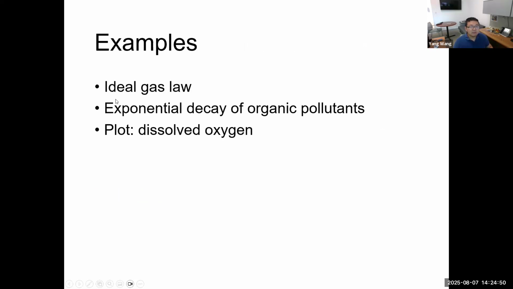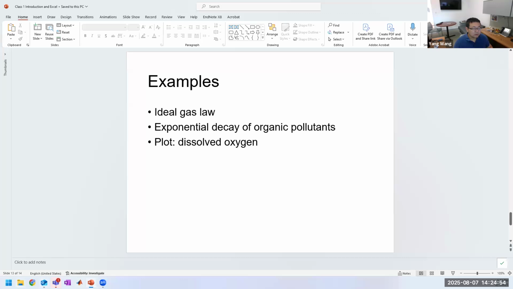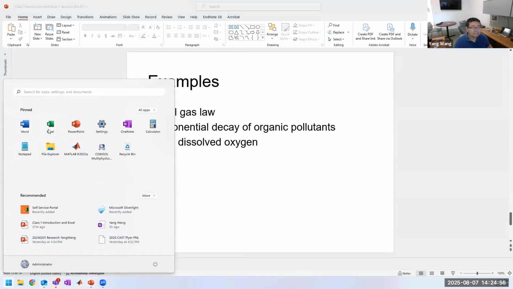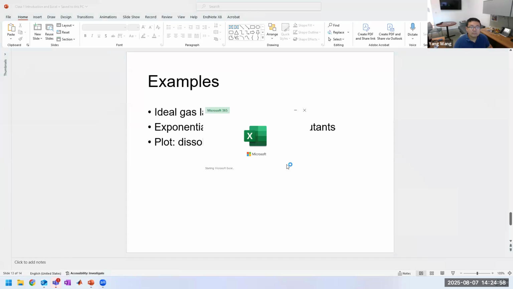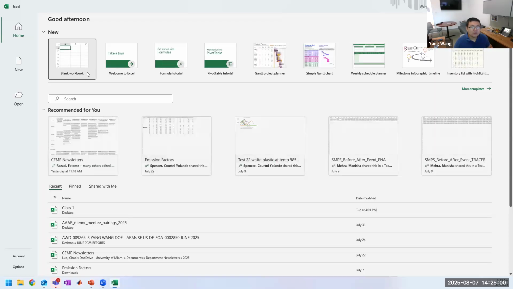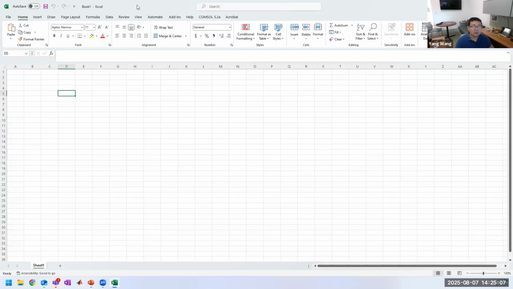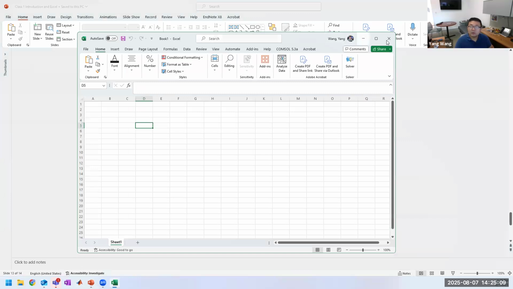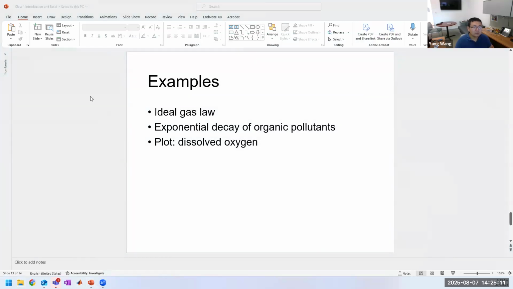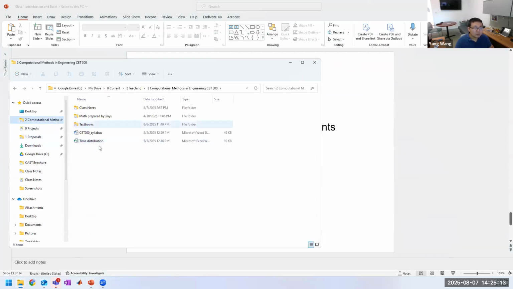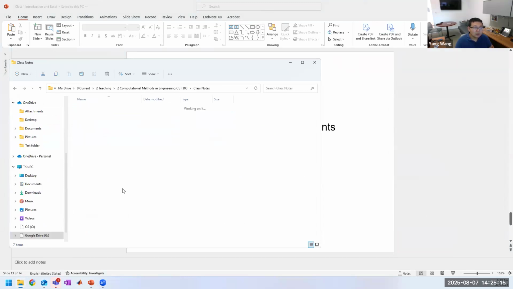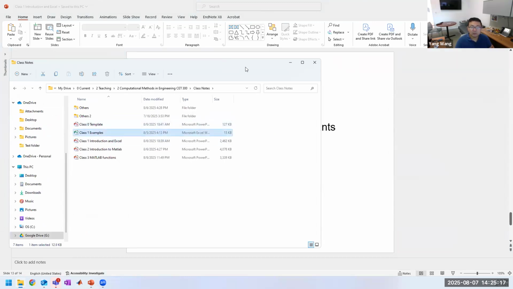So the first example is about the ideal gas law, right? So now let me go to the Excel. Right now I'm using Excel in the Microsoft system, right? This is how the Excel is going to look. Instead of creating a new one, let me just use the course material that I will upload onto Blackboard.